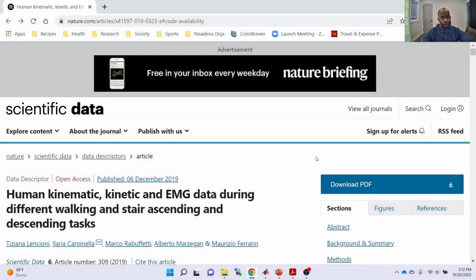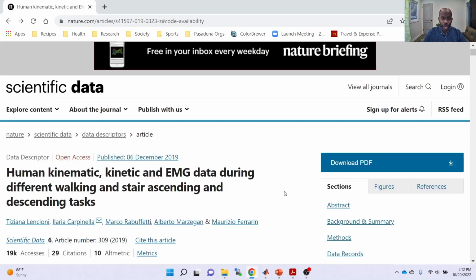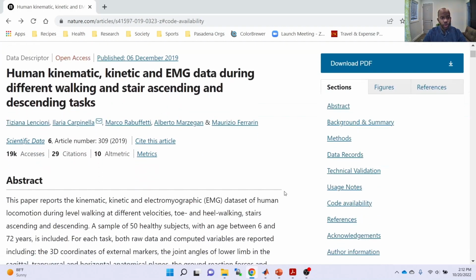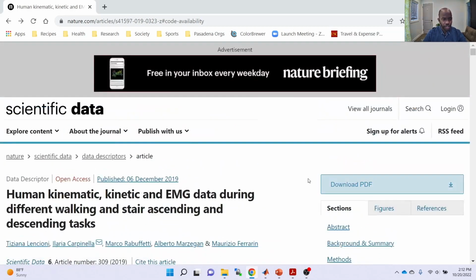So the data set that we'll be working with in this series of videos comes from the following publication from Scientific Data that was published back in 2019. So this is a data paper. Scientific Data is a journal that publishes, for instance, data descriptors. So manuscripts that extensively describe a data set, how those data were collected, and how those data are organized.